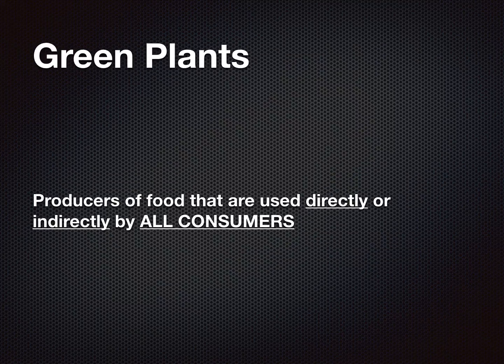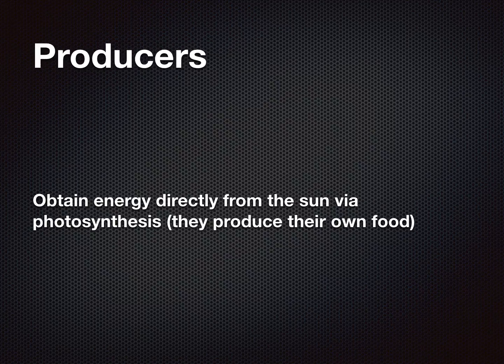Moving on to green plants. They are producers of food that are used directly or indirectly by all consumers. Directly would be the animals that literally eat the grass, and indirectly are all the animals that don't eat grass, so they're not herbivores, but they're either omnivores or carnivores, and they eat animals that do eat the grass to get the energy from them. So, reiterating that statement, green plants are vitally important for all living things on Earth because we either directly or indirectly eat them.